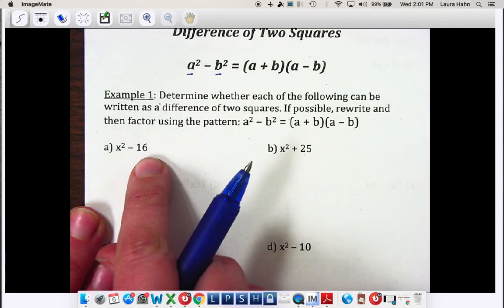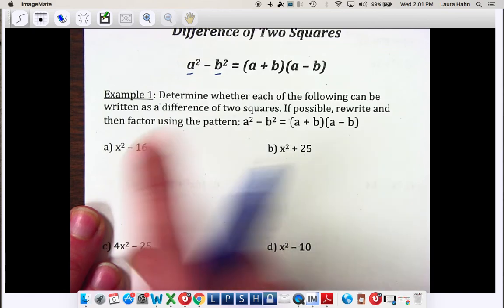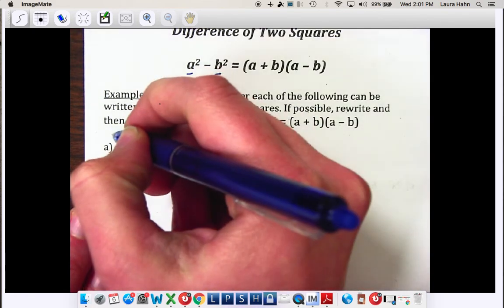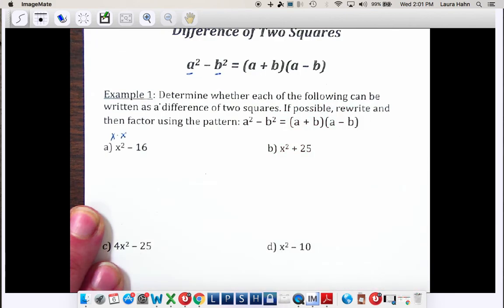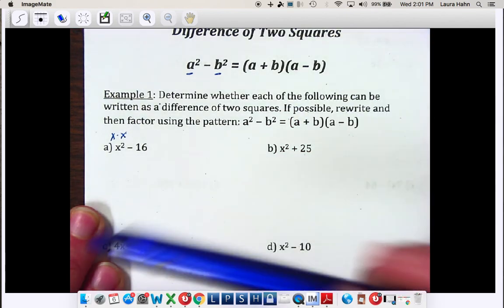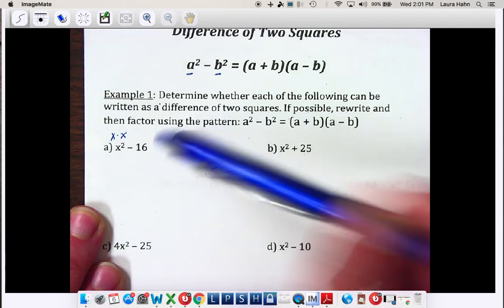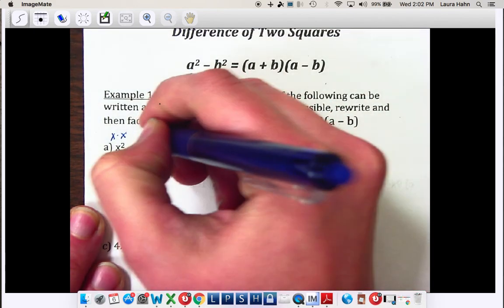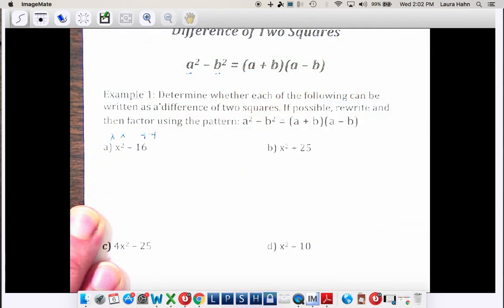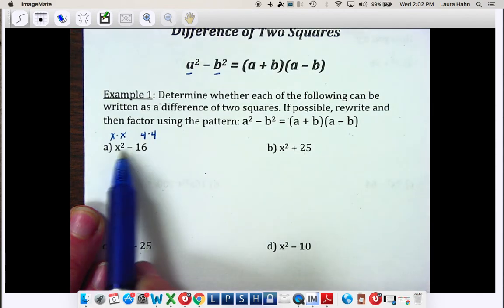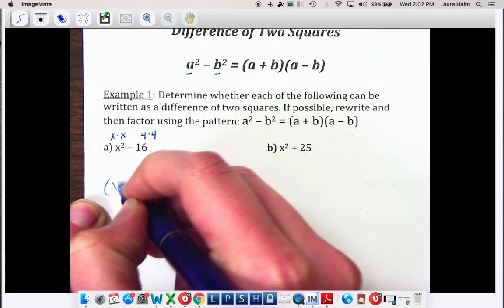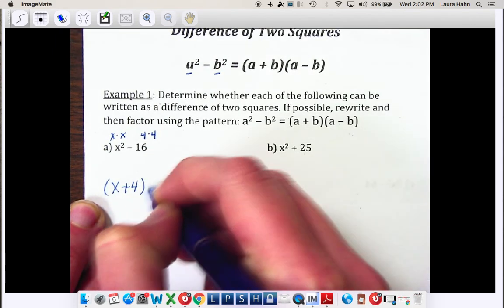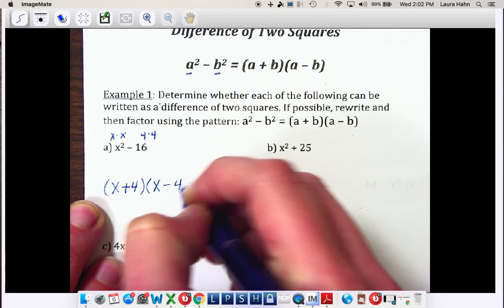So x squared and 16, both of those are perfect squares. I know the square root of x squared is x, because x times x is x squared. The square root of 16 is 4, because 4 times 4 is 16. It's the difference between two squares, so I know it will work. I know I can have x plus 4 times x minus 4.